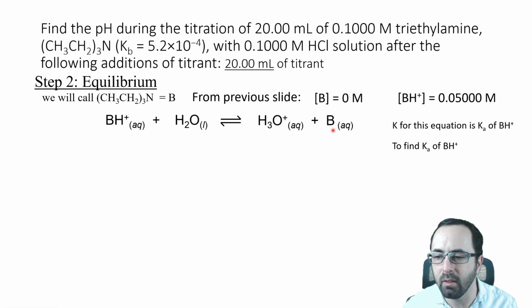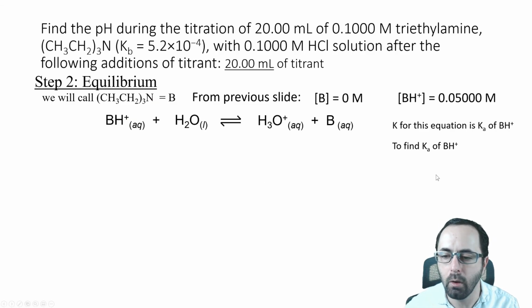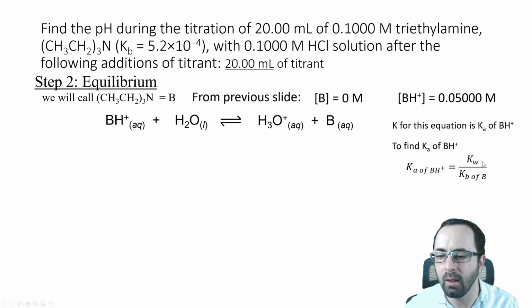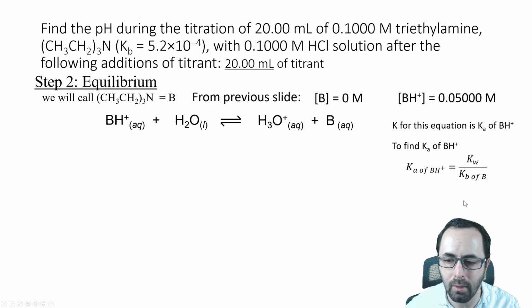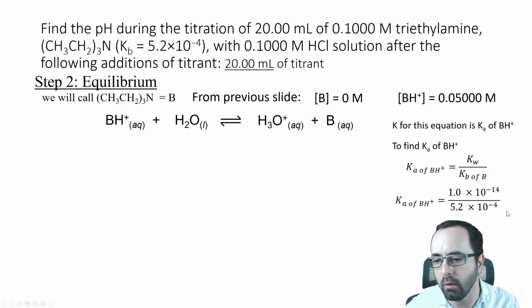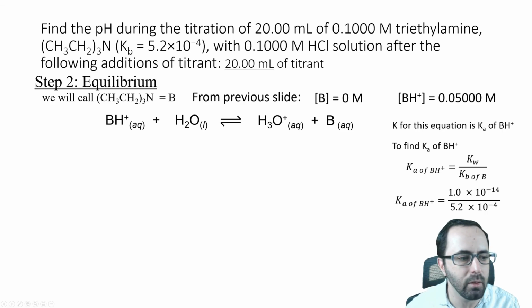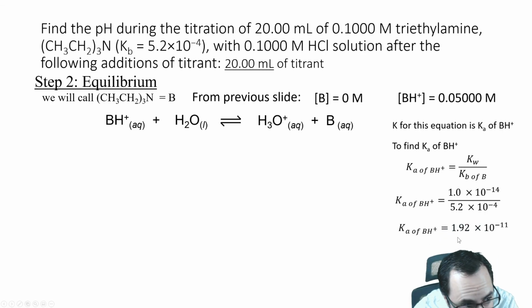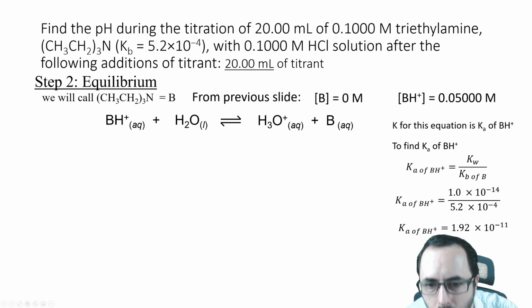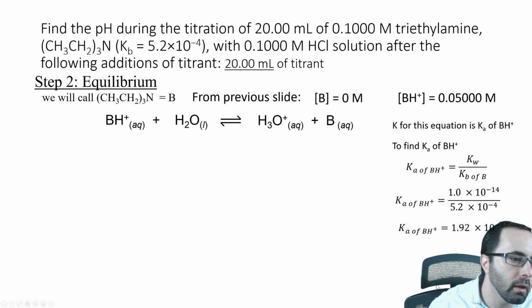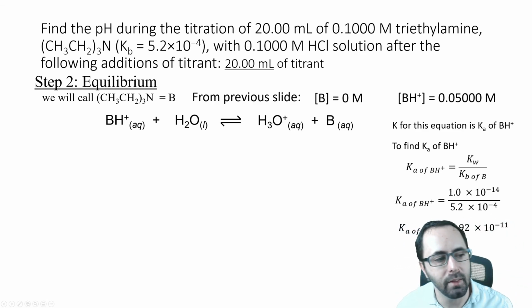We need K for this equation, which is the Ka for BH plus. It's behaving like an acid. So to find that, we take the Kw and divide it by the Kb. We did this on a previous slide. So it's going to be Kw, 1 times 10 to the minus 14, divided by 5.2 times 10 to the minus 4. And as we saw on the previous slide, the Ka was 1.92 times 10 to the minus 11. The 9 is the last sig fig here. Okay, so I'll move my head out of the way when we need that again.